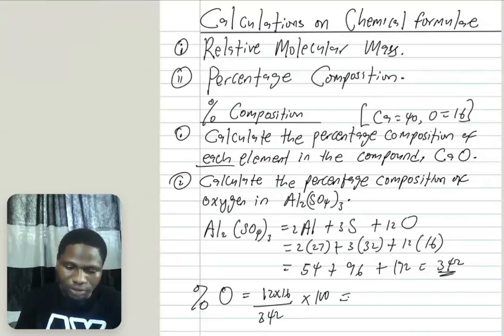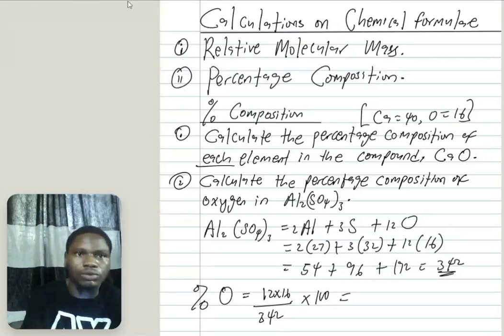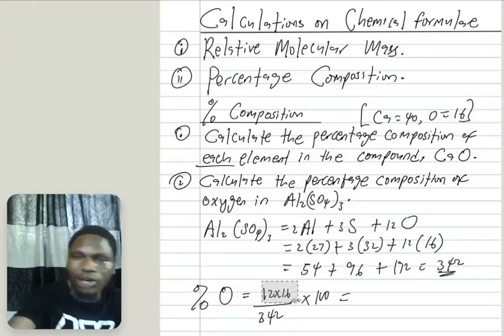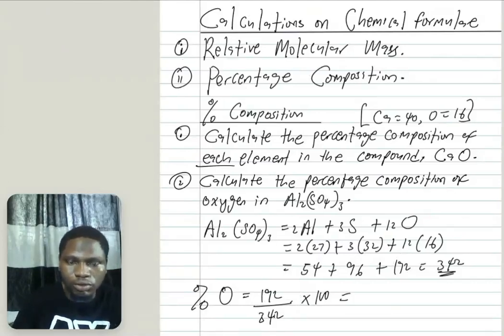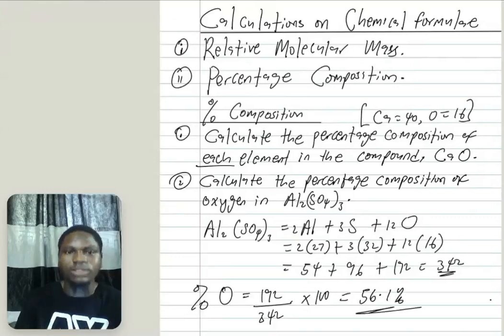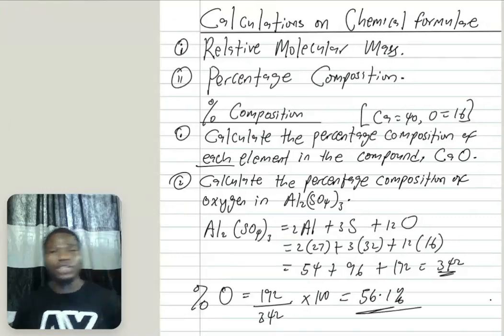So normally that 12 times 16 is 192. That is 192 that is there. So let me write 192. So I have 192 divided by 342 times 100. So we have 56.1%. So that's our answer. As simple as that. So thanks for watching this section.